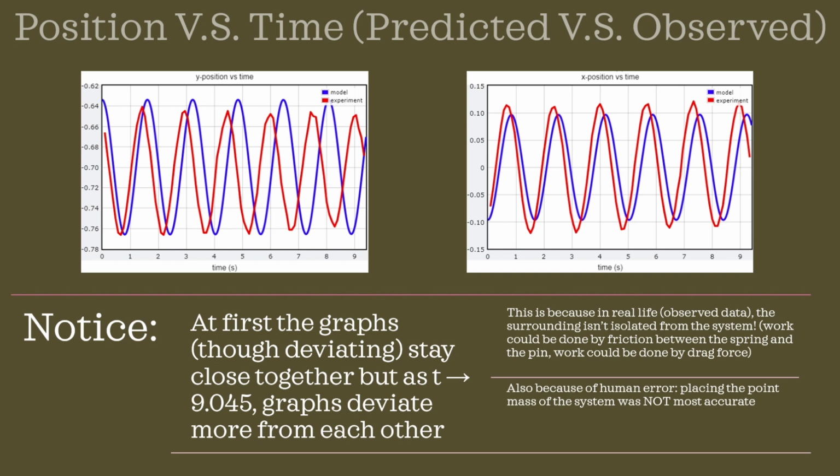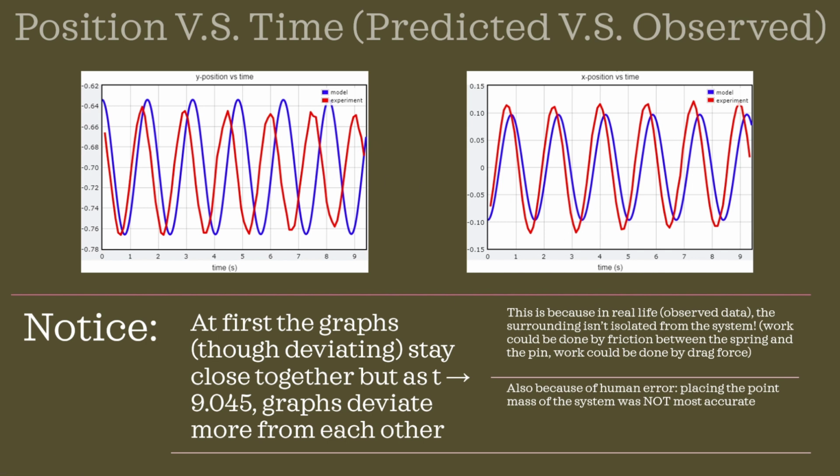And I also utilized the tracker's position, the x and the y, to create this graph, showing the predicted versus the observed. Predicted is in blue and observed is in red. One thing to notice is that at first the graphs, though they do deviate, are way closer together than at the end, where they are pretty much completely different from each other.